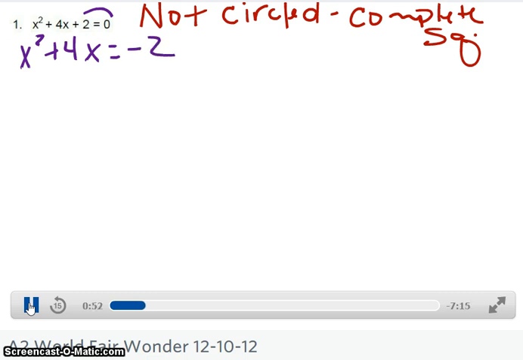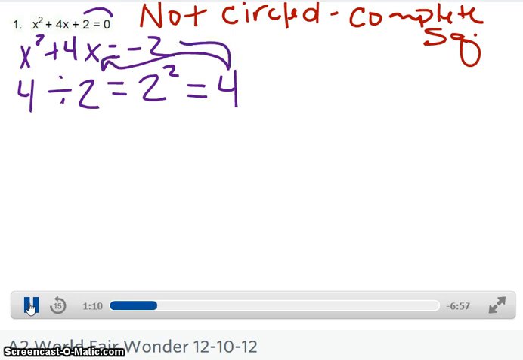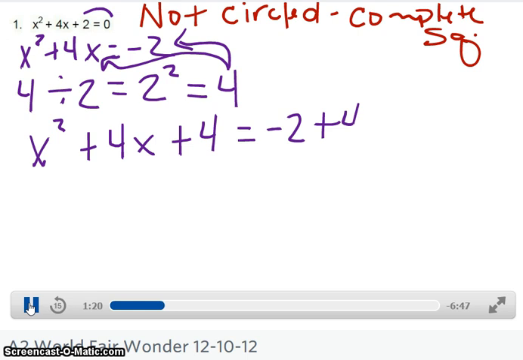You take the number that is in front of x, so 4. You always divide it by 2. 4 divided by 2 is 2. Whatever you get here, you're going to square. 2 squared is 4. This number gets added to both sides. So it becomes x squared plus 4x plus 4 equals negative 2 plus 4.